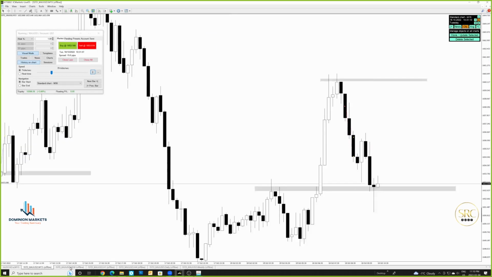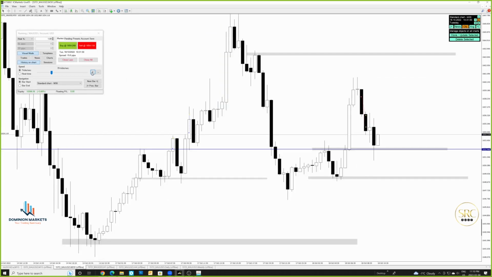Let's take a look at the 15-minute. Big rejection on the 15-minute. Very tough market structure. Need a confirmation on the 30-minute or whatever. But very tough.